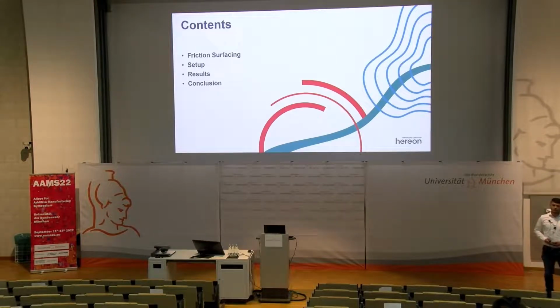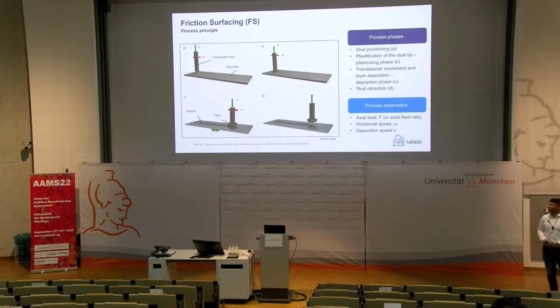First of all, I want to introduce you all to the process itself, the friction surfacing process. Afterwards, I want to show you the setups we use in our labs, and afterwards I will come to the results of this case study here. So the friction surfacing itself can be divided into 4 steps. It only requires 2 materials. One is the substrate material, which can also be the part which is deposited in the end, and the consumable stud material, like shown here.